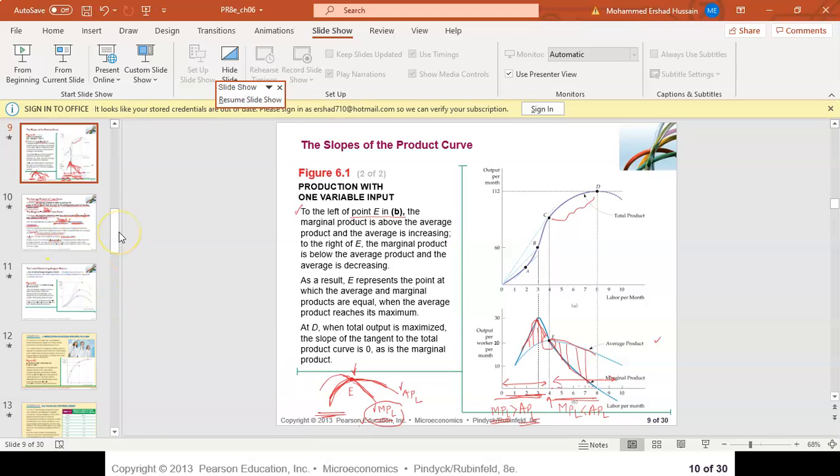Okay. And also if you look at that point C, this one corresponds to point E, the maximum of the average product curve. See, look at that tangent OA, that ray of that line is the highest. If you draw other rays from the origin to that point of total product, all those rays will have what? Lower slope than the ray at point C. So that is why the slope of the ray, the average product, is highest at point C. See, look at that. This is the maximum.